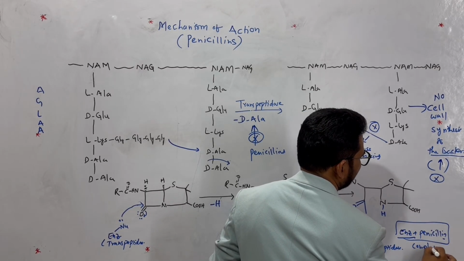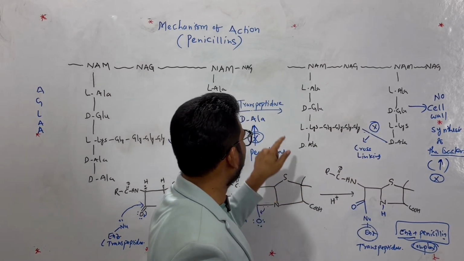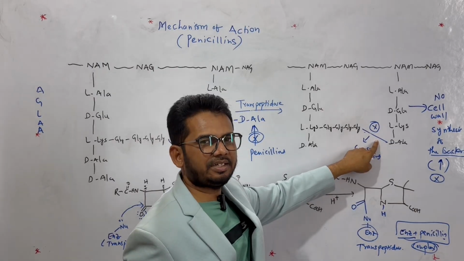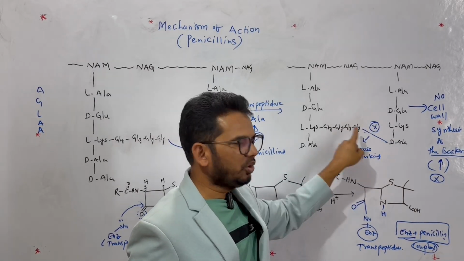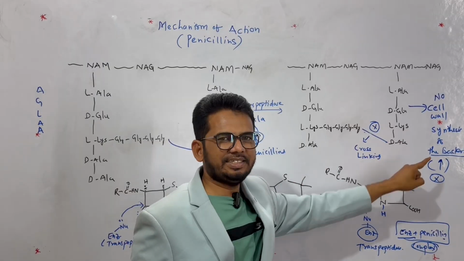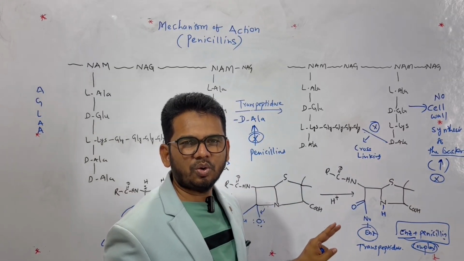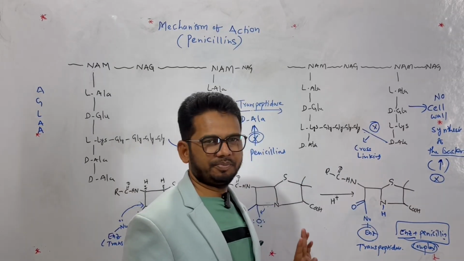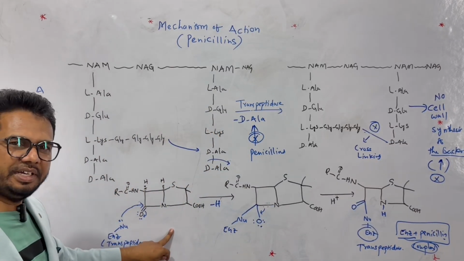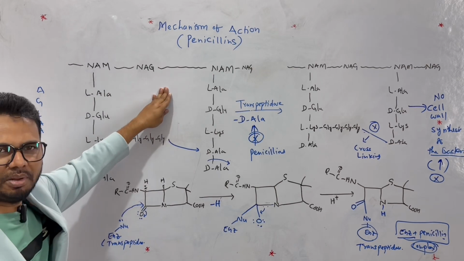Once this complex is formed, what happened? There is no transpeptidase to do the cross-linking. No cross-linking means no cell wall synthesis. No cell wall synthesis means no growth of the bacteria. This is simple. Okay. In the chemistry way also we discuss the mechanism, and in the normal way also.